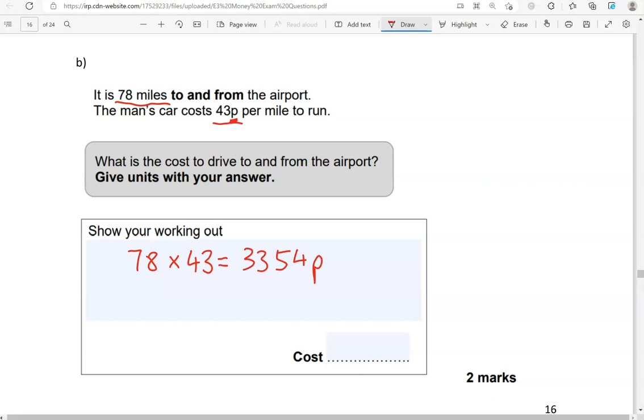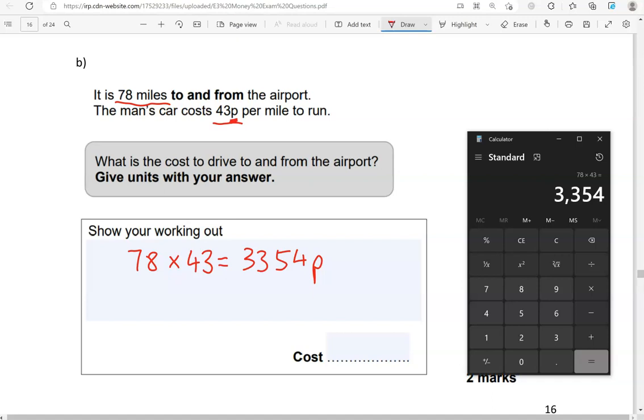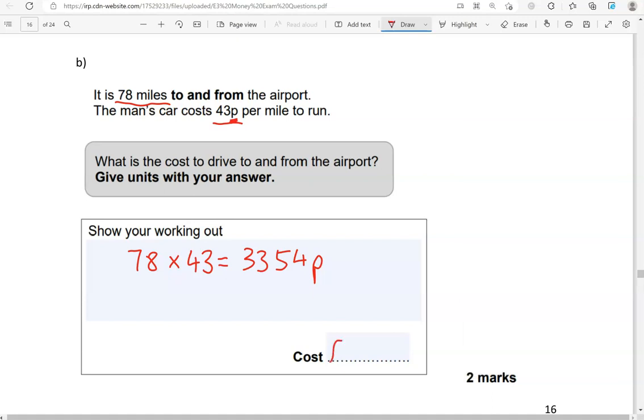It says give units with your answer, so we could write it as it is, or we could convert it into pounds and write it with the pounds. So we know there are 100 pence in a pound, so if we divide this by 100, it should give us the answer in pounds. So £33.54.